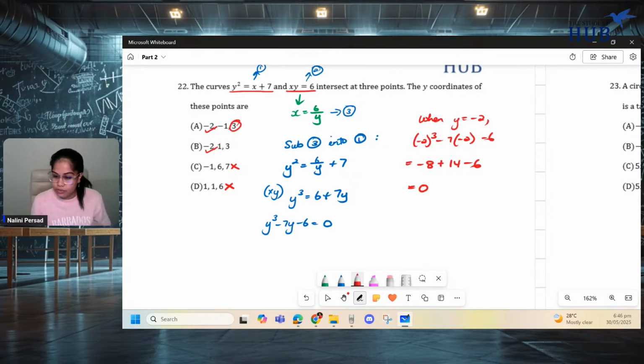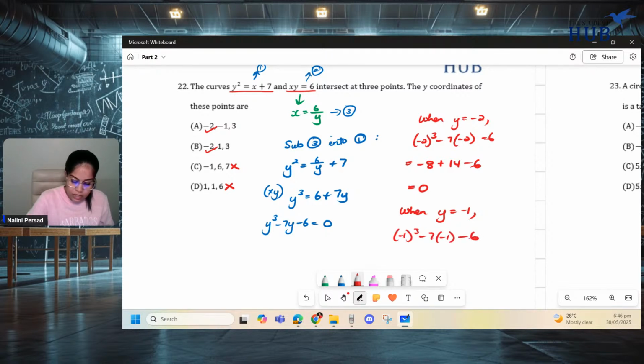Like, why check 3? A lot of people are saying option A, so let's check when y is negative 1. Negative 1 cubed minus 7 by negative 1 minus 6.